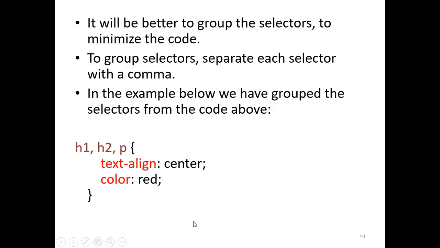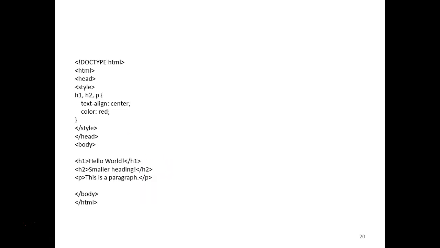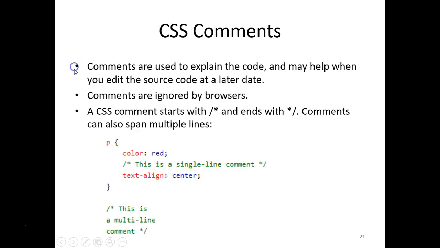So it is better to group the selectors to minimize the code. To group selectors, we have to separate each selector with a comma. In the example below, I'm applying the text-align center and color red declaration to all three selectors, and I'm just separating the selectors with a comma. So wherever there is H1, H2 or P, it is going to be text-align center with color equal to red. So let us see this code.